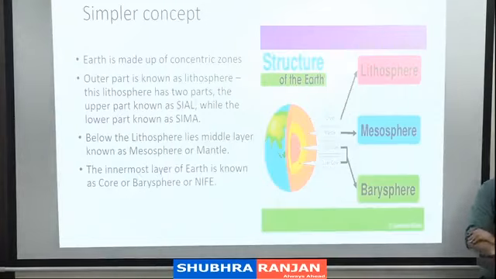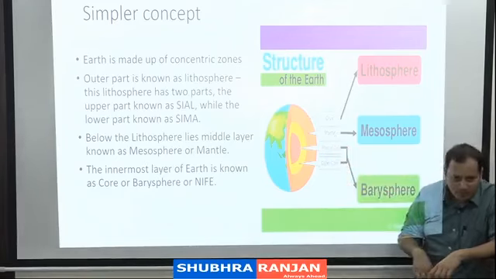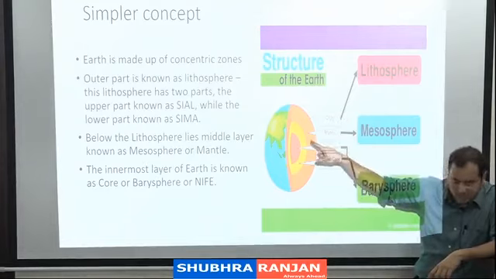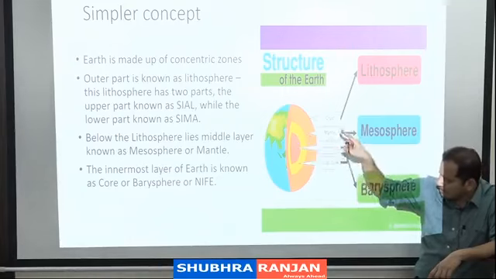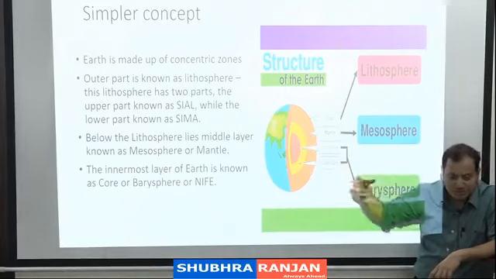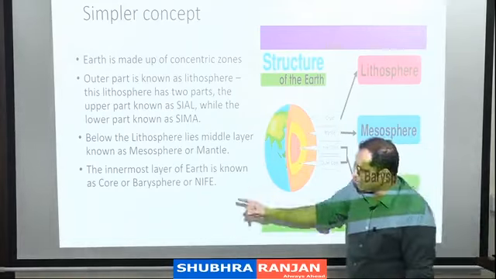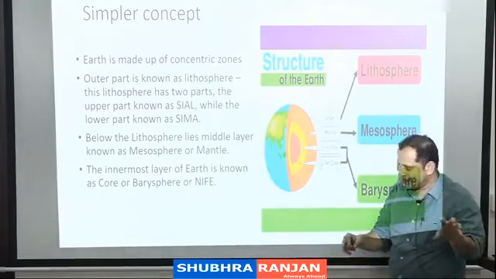So the three-layered structure of the interior of the earth: crust, mantle, inner core and the outer core. The earth is made up of concentric zones. The outer part is the lithosphere. The lithosphere has two parts, Sial and Sima. Below the lithosphere lies the mesosphere. Meso means middle layer. In our climatology also we have a word known as the mesosphere.